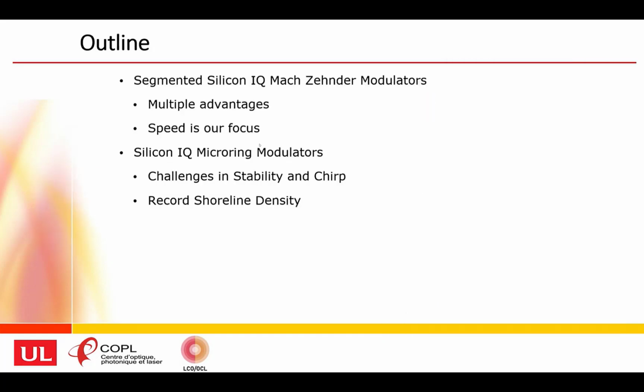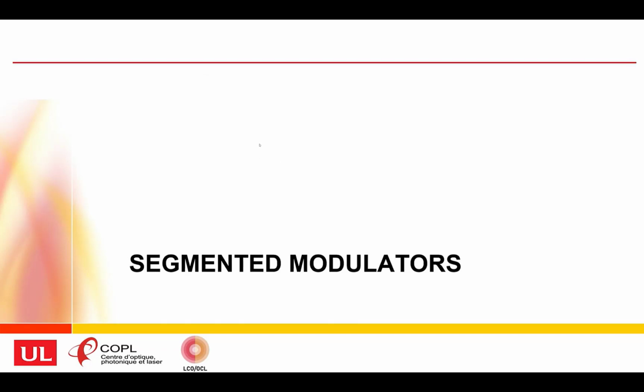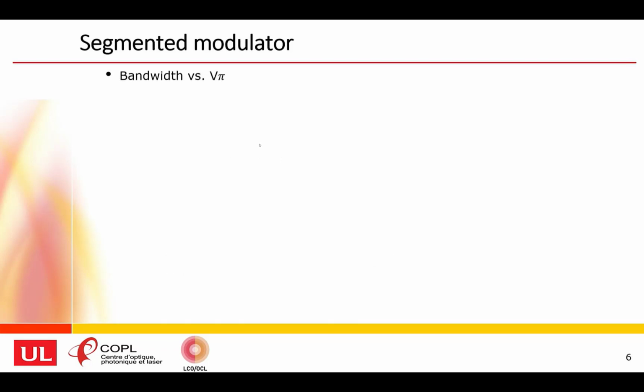So I've chosen to talk to you today about two topics. They both involve silicon photonic modulators. In the first case, I'll be talking about Mach-Zehnder traveling wave modulators, and I'm going to discuss how segmentation can be used to achieve several goals. And next, I'll be talking about the smaller, more diminutive microring modulators from silicon photonics, and what the challenges are in working with that device. So let's start with the segmented modulators.